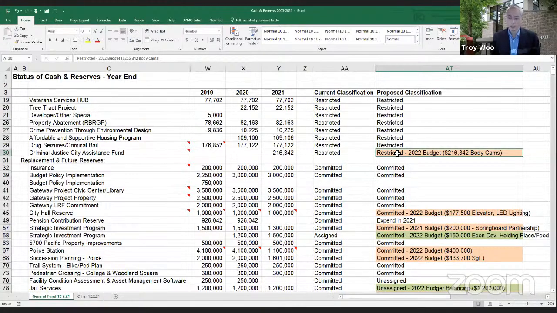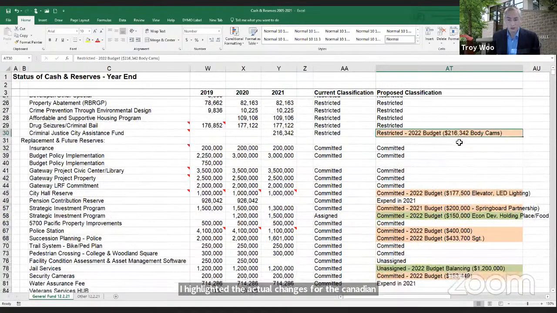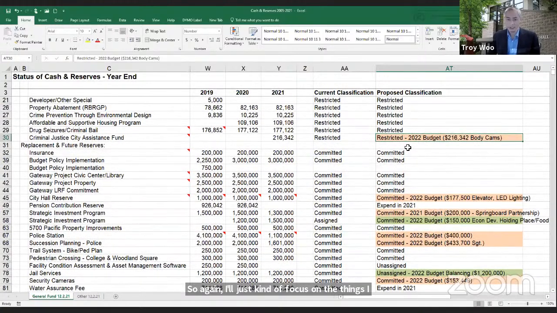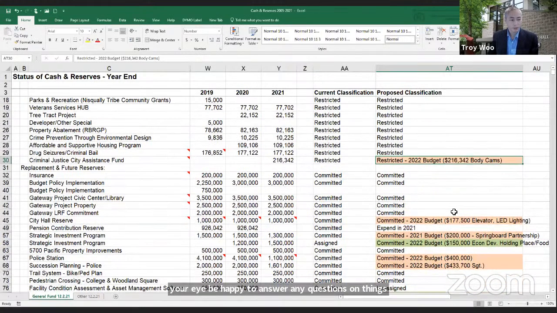So really for informational purposes, I highlighted the actual changes for the committee and council to consider in the green color here. So again, I'll just focus on the things that I've highlighted. And obviously, if you see anything that catches your eye, I'd be happy to answer any questions on things that I don't make comments on.